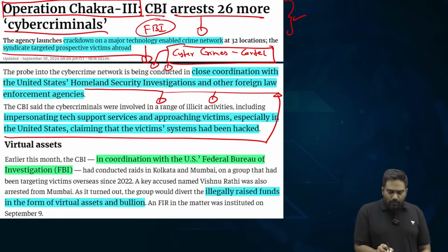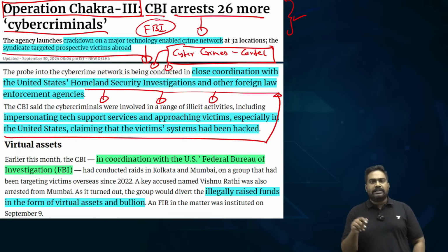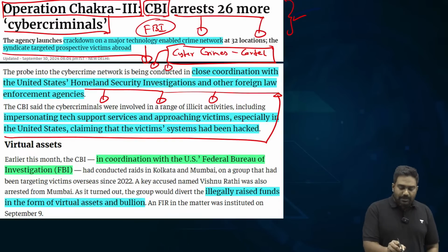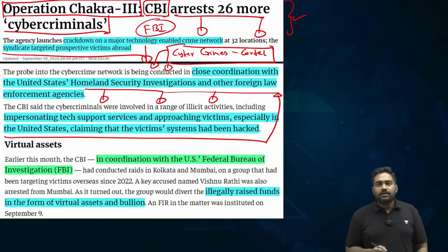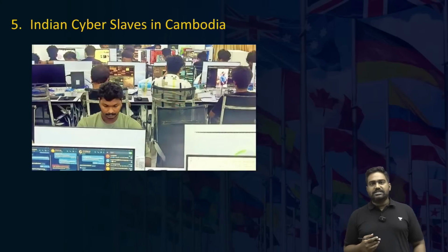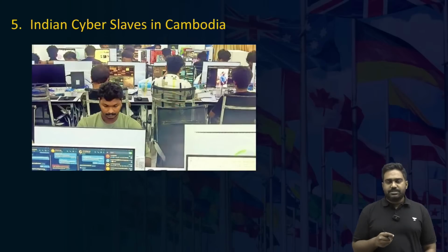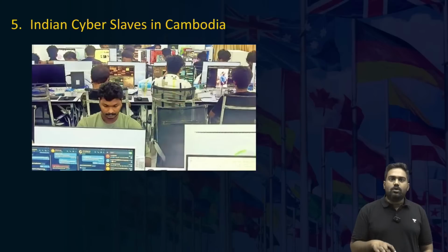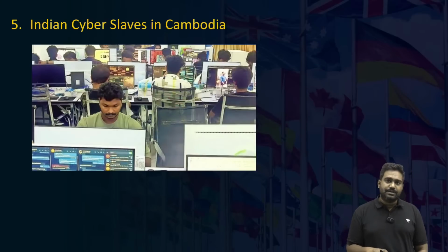So FBI was pursuing the case. It realized the cartel is operating from India, worked with CBI, and CBI mounted this operation, Chakra 3, and these cyber criminals have been taken down. So what you understand from this is that to tackle cyber crimes and the new age crimes happening through new technology, you need global coordination because these are transnational crimes.